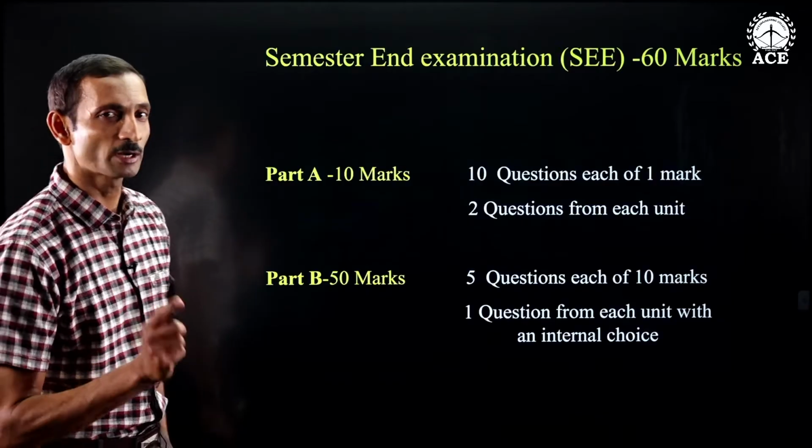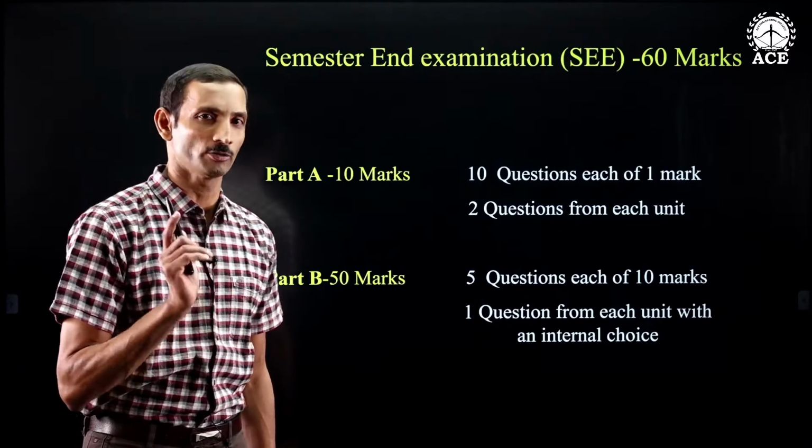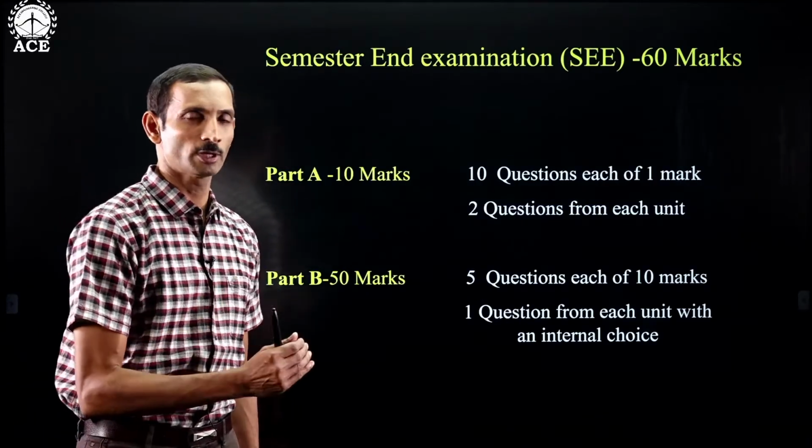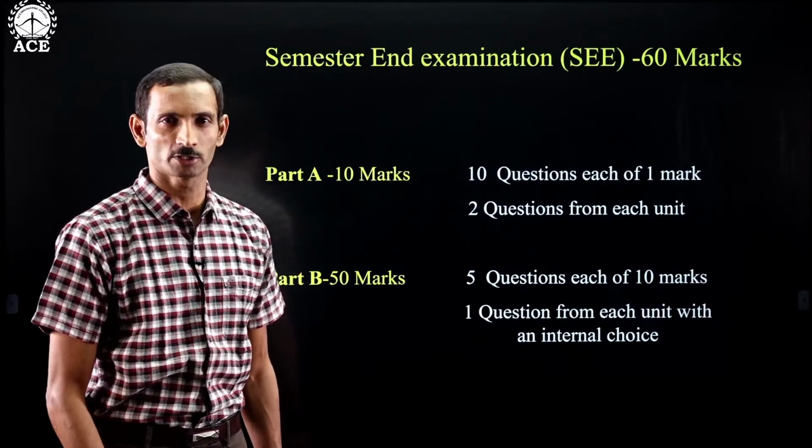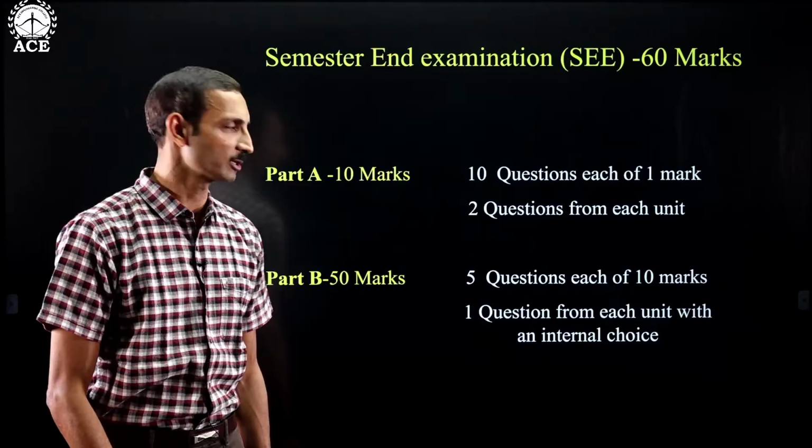Each question with an internal choice is going to come from 1 unit. So for unit 1 there will be 1 question, for unit 2 there will be a question with internal choice, similarly for all 5 units. Each one would carry 10 marks.